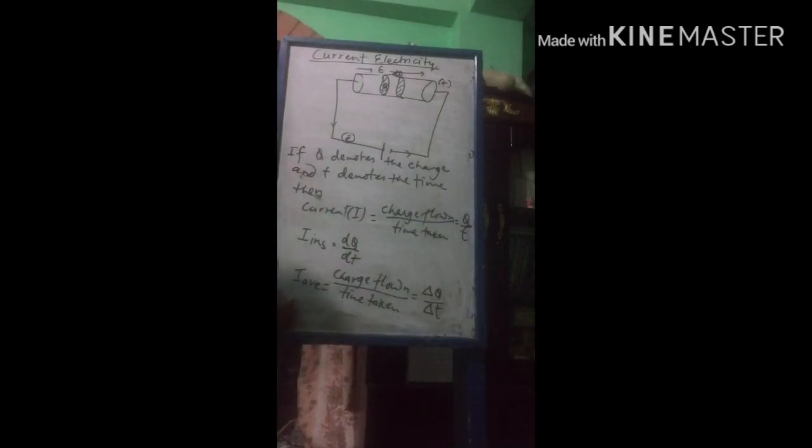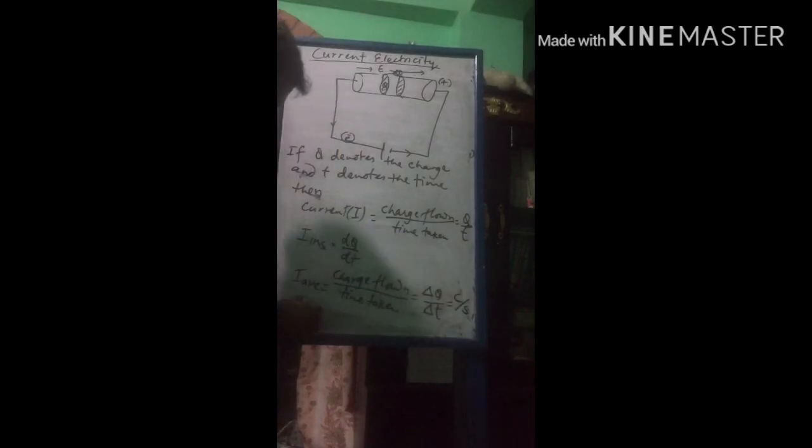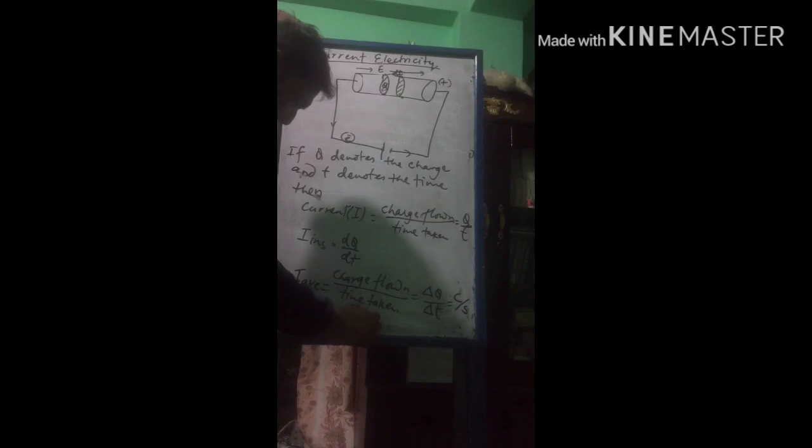So what is its SI unit generally? Can you guess? What is the SI unit of charge? That is coulomb. What is the SI unit of time? That is second. So coulomb per second is the SI unit of it, which is also known as ampere. So this is a unit for current. The SI unit of current is ampere.